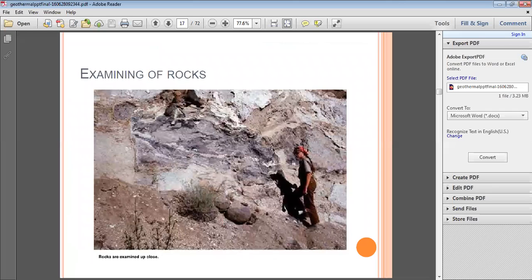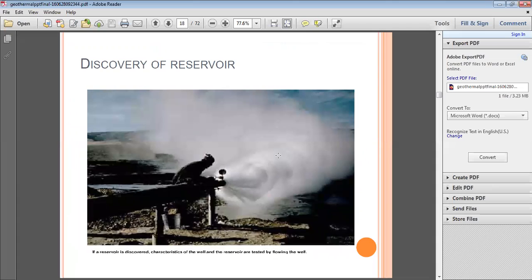Then rocks are examined up close. We see the location and position of the rocks, whether they are permeable or not. Then discovery of a reservoir: if a reservoir is discovered, the well and reservoir are tested by flowing the well. The characteristics of the well and of the reservoir are tested by flowing into the well.